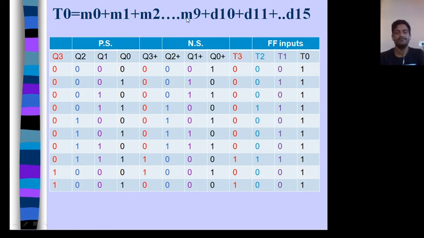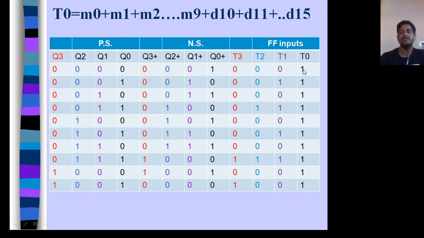Now what will happen? Minterms 10 to 15 we are not using. If these minterms are not used, you will write them down as don't care. So from D10 to D15 there will be don't cares. You have to remember this while you design a synchronous non-binary counter. If there are any unused minterms, you will write them down as don't care terms.